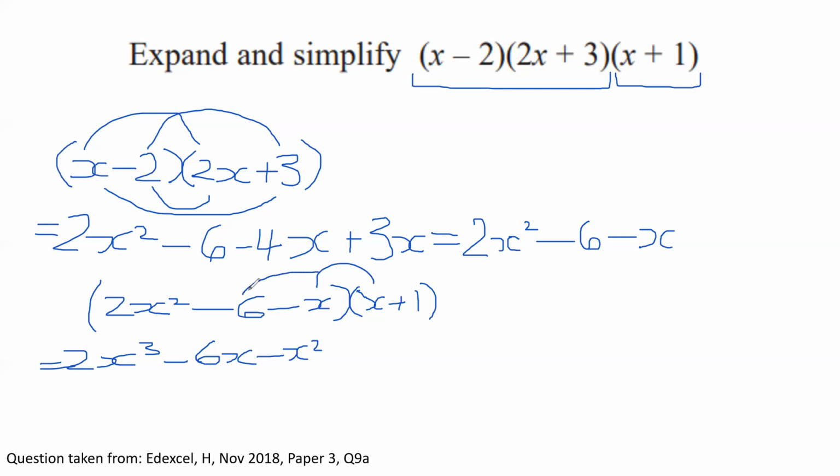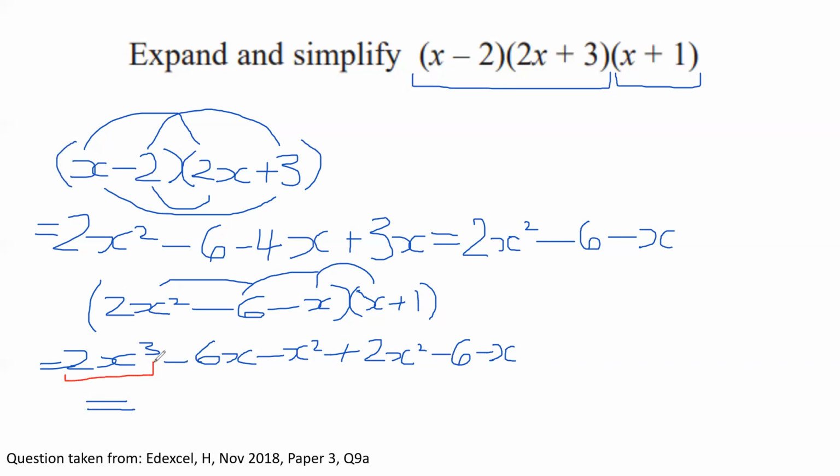So we've done this one, we've done this one, and this one. We're going to do exactly the same, but times it all by 1. So times it by 1 is obviously quite straightforward, because we can literally just copy out this bracket again. So we now will have 1 times 2x squared, 2x squared, 1 times minus 6, minus 6, 1 times minus x, minus x. Now we need to collect all the like terms together.